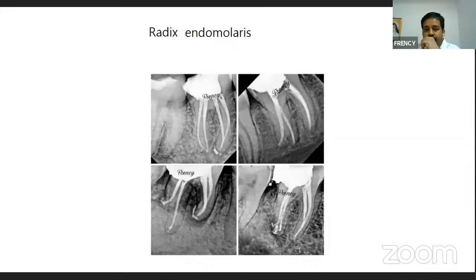Then radix endomolaris, that is an additional distolingual or distobuccal root. Usually the distolingual root is the most common, and many times this type of root will have an abrupt apical curvature, which may not be seen in the radiograph. Usually this type of curvature will be in the buccal direction. And radix endomolaris is very notorious for instrument separation. The additional distolingual canal may be very narrow, or sometimes it may have an acute apical curvature. So always be very careful when you are instrumenting radix endomolaris. Use lesser taper instruments and do very good hand instrumentation by pre-curving the instruments.